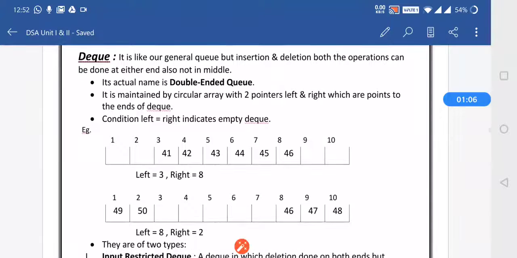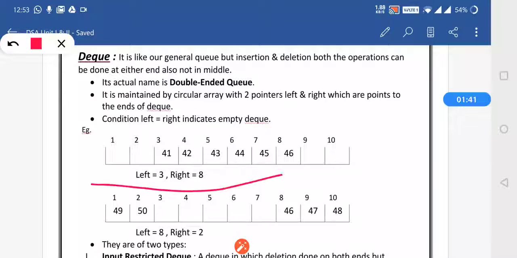It is maintained by the circular array with two pointers, left and right, which are pointing to the ends of the queue. So it is like the circular array. Mainly two pointers are used in the double-ended queue, that are left and right, which are indicating the ends of the DQ. Now if left is equal to right, what does it mean? It is the empty DQ, and that's why both are having the same location.